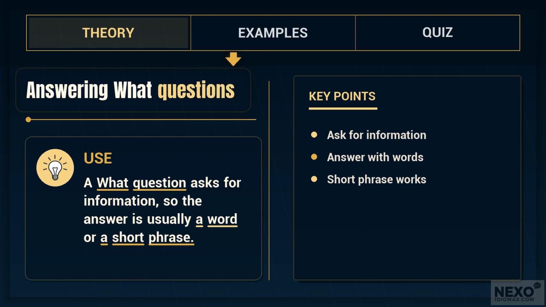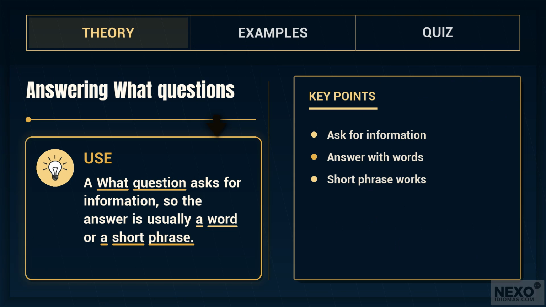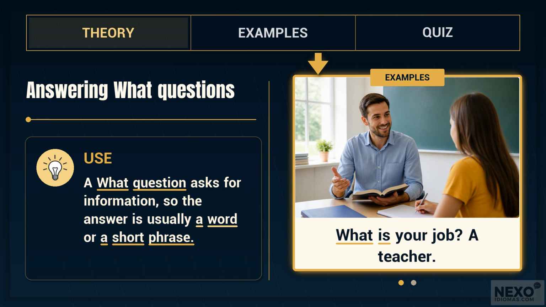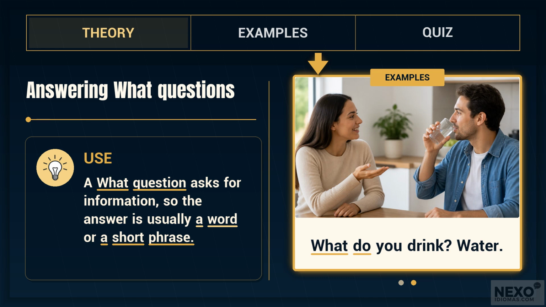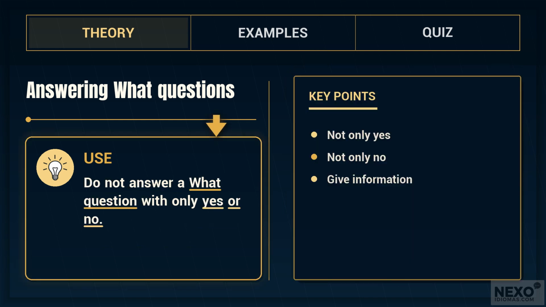Answering what questions? A what question asks for information, so the answer is usually a word or a short phrase. Example. What is your job? A teacher. Example. What do you drink? Water. Do not answer a what question with only yes or no.